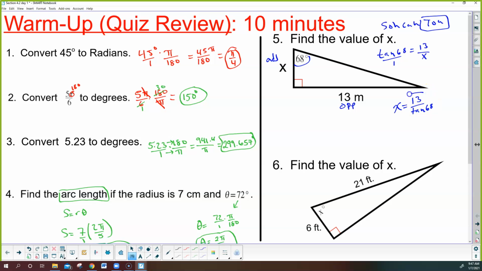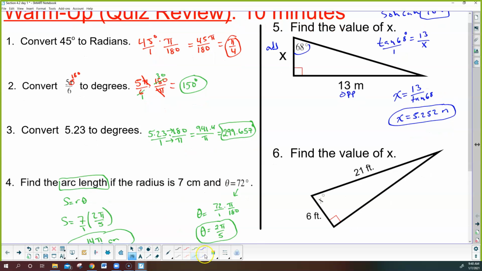You have to be in degrees mode because notice we're dealing with 68 degrees right here. So you need to be in degrees mode. So what is that equal to? When you calculate that out, you should get 5.252 meters, rounded to the third decimal. Right? If you got a different answer, but you did the exact same thing, that just means your calculator was in the wrong mode.